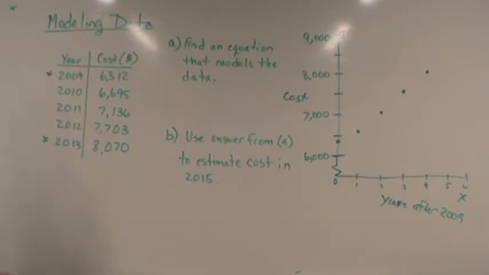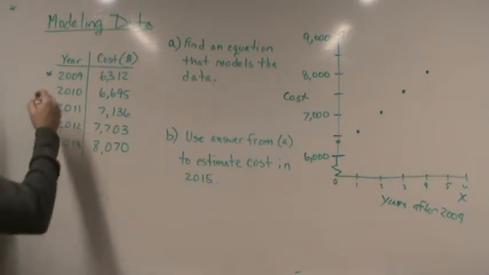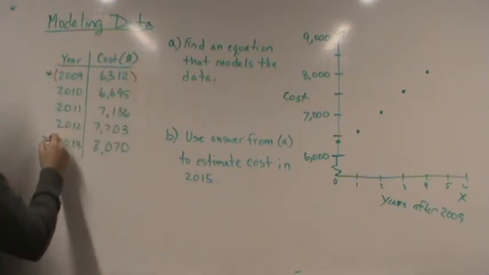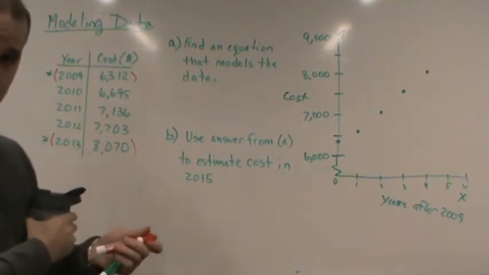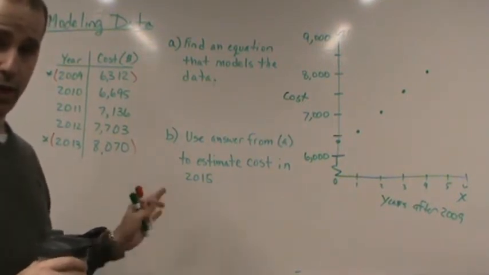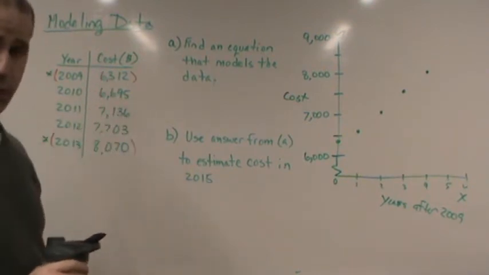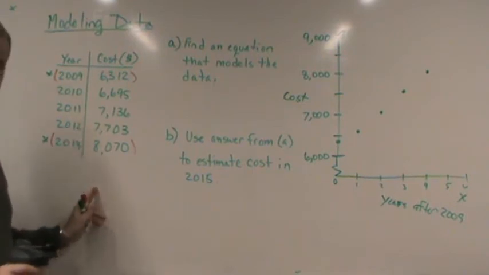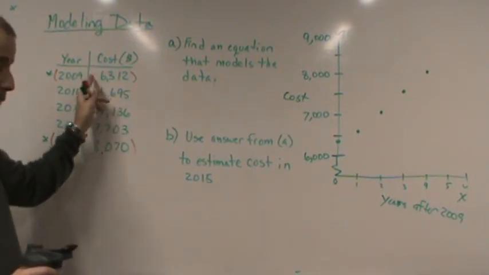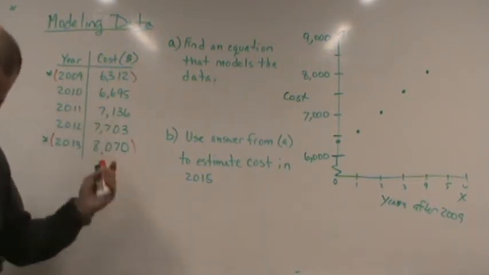Now we're going to use these 2 points to build a model. In other words, we're going to come up with an equation of the line just using those 2 points. We've done that before. This is just finding the equation of a line when we're given 2 points. That's it.